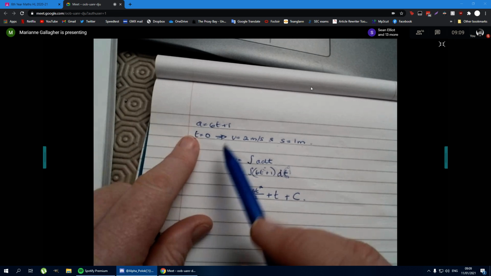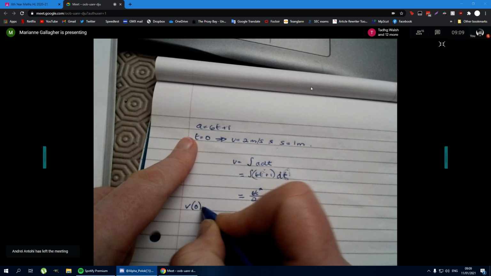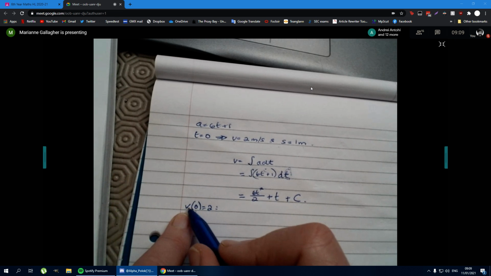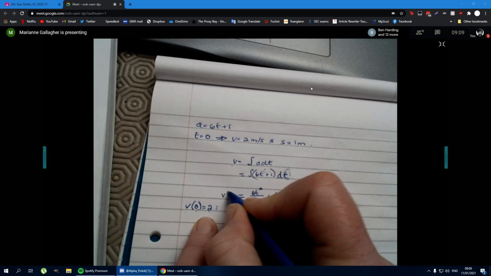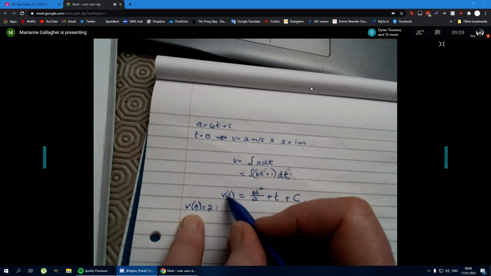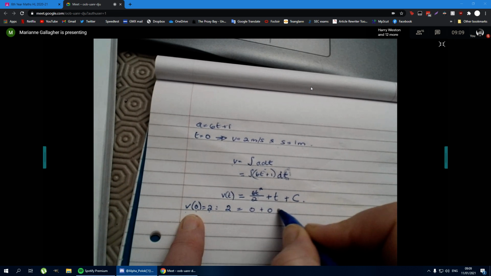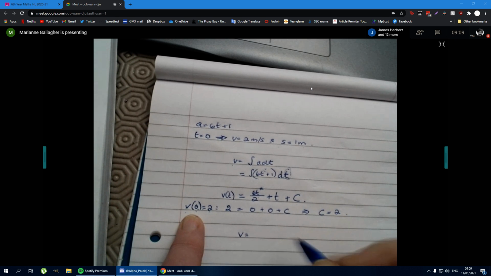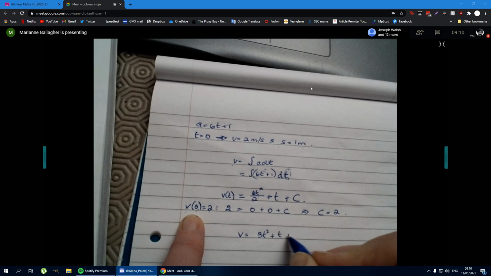And we know that when t is 0, v is 2, okay? So v of 0 is equal to 2, where v is a function. So when I put the brackets here, I mean v is a function of t, and when t is 0, v is equal to 2. So if you like, this is v of t, okay? Because v depends on t. So when t is 0, I can put 2 in for v. I can put 0 for t, so I get 0 plus 0 plus c. So that tells me that c is equal to 2. And now I can write down v is equal to 6t squared over 2, which is 3t squared plus t plus 2. Okay?